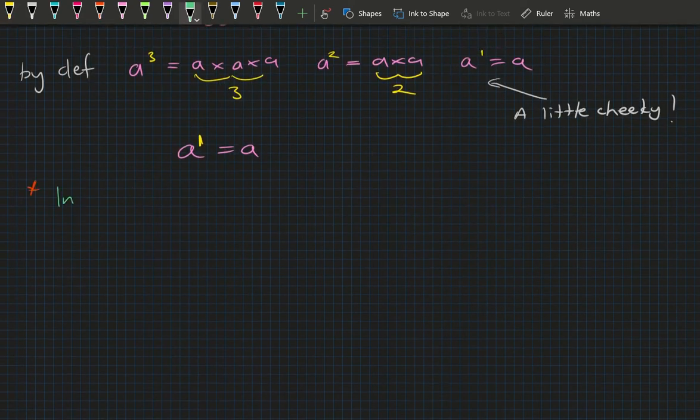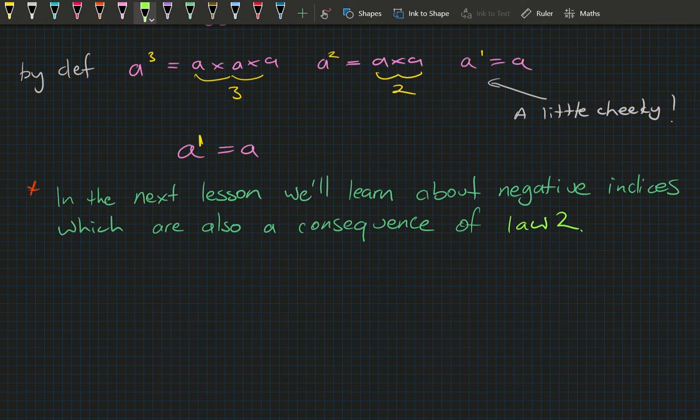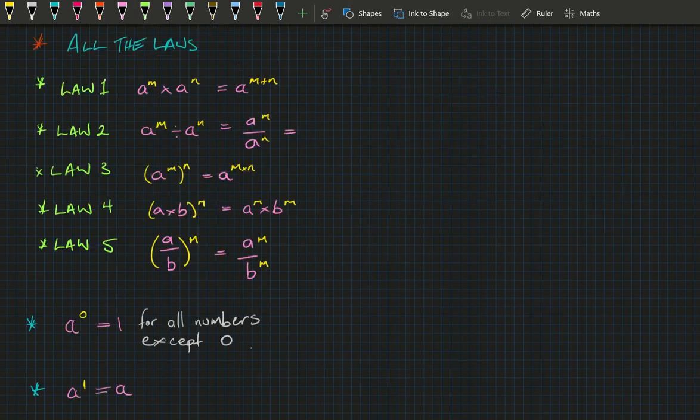In the next lesson, we're going to learn about negative indices. They're also a consequence of law 2, and a bit of law 5, but mainly law 2. It's really important that you memorize these laws, so you should take these down as notes. So I'm going to copy them in one place now. Okay, so here they all are.